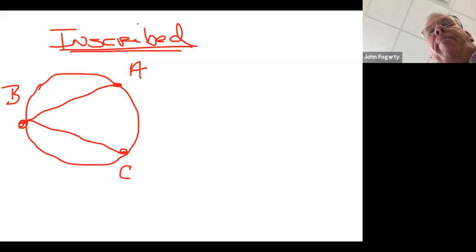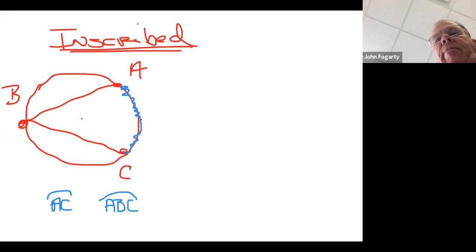Now, we know that the circle is cut into two arcs. So we have arc AC and we have arc ABC, right? Now, if I tell you that this arc here is 60, that means this one has to be 300, because all the way around the circle is 360.